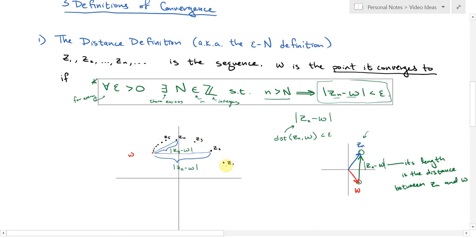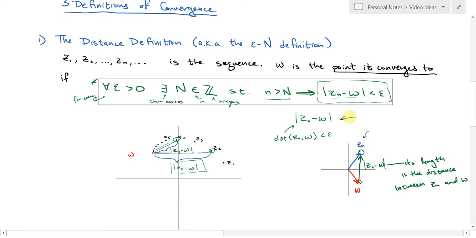So this length from this red point to this black point over here is the modulus of z sub 2 minus w. And this length here from the red point to this z sub 4 over there is the modulus of z sub 4 minus w. So that's what this is. That should hopefully demystify that notation. But what about all of this other jibber-jabber?